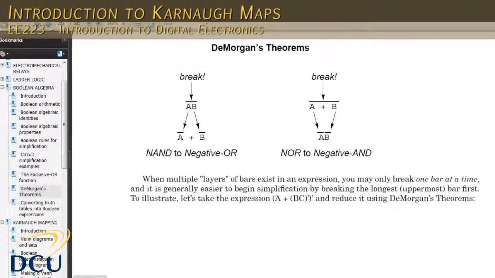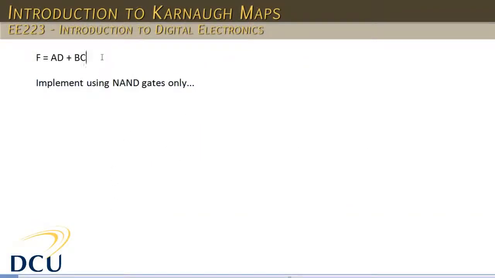Now, on first inspection, we don't have a bar to break. So the first thing we have to do is get a bar in place, and this is quite straightforward. If we have an expression F, well, F inverted and inverted again is exactly the same as F. So you can say in effect that F is equal to F double bar.